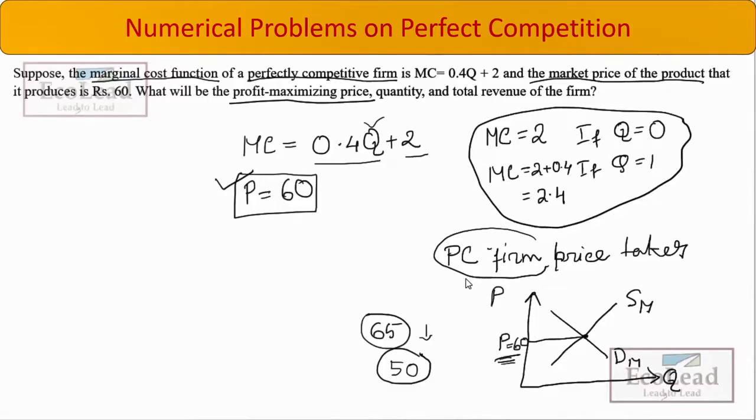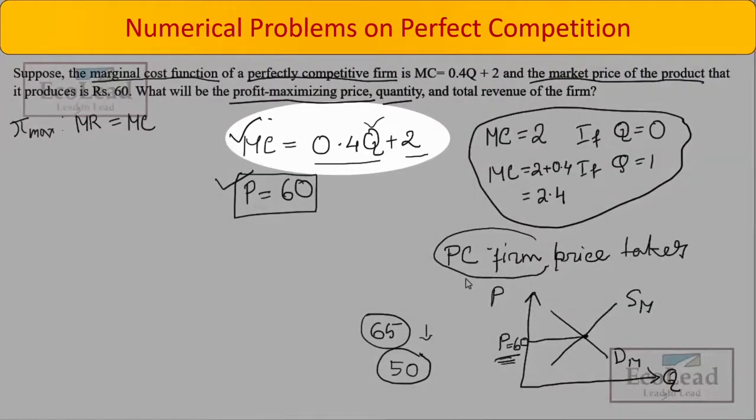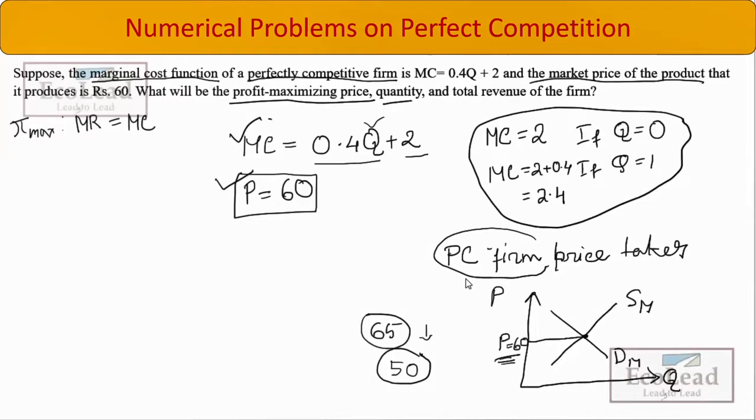What is the profit maximizing quantity? If you see, the profit maximizing condition first we need to understand. The profit maximizing condition for a perfectly competitive firm states that the marginal revenue must be equal to the marginal cost. Now the information on the marginal cost is already given to us. This is the information on the marginal cost. If we can identify the marginal revenue and equate these two, then by solving the equation we can find out the profit maximizing quantity.